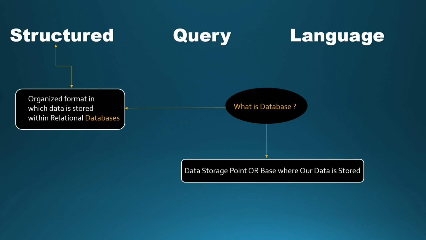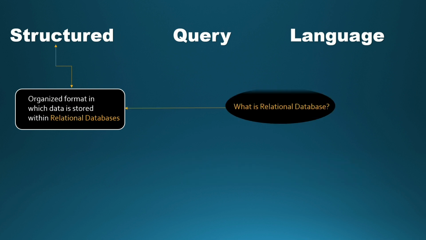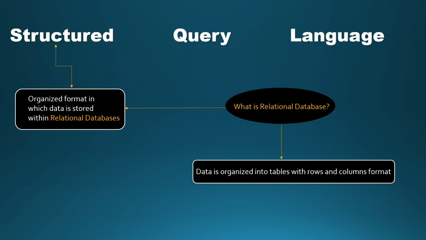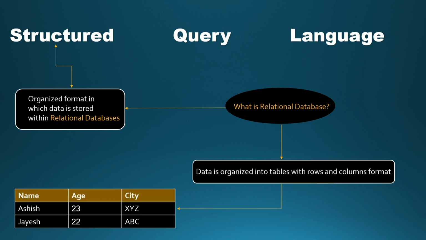The next question is, what is a relational database? In relational databases, the data is organized into tables with rows and columns like this. You can see here how we have managed our data in this table in the format of 3 rows and 3 columns. That means we can say that data is stored in the table in a structured manner, right? Now let's move on to the query part.